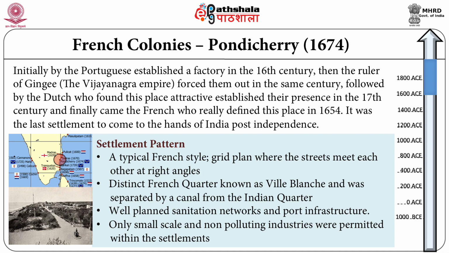Now, what was the settlement pattern like of Pondicherry? It had a typical French style. There was a grid plan where the streets met each other at right angles. There was a distinct French quarter known as Ville Blanche, separated by a canal from the Indian quarter. Therefore there were exclusive colonies. The French colonies were exclusive and separated from the Indian part. There were well-planned sanitation networks and port infrastructure, and only small-scale and non-polluting industries were permitted within the settlement.